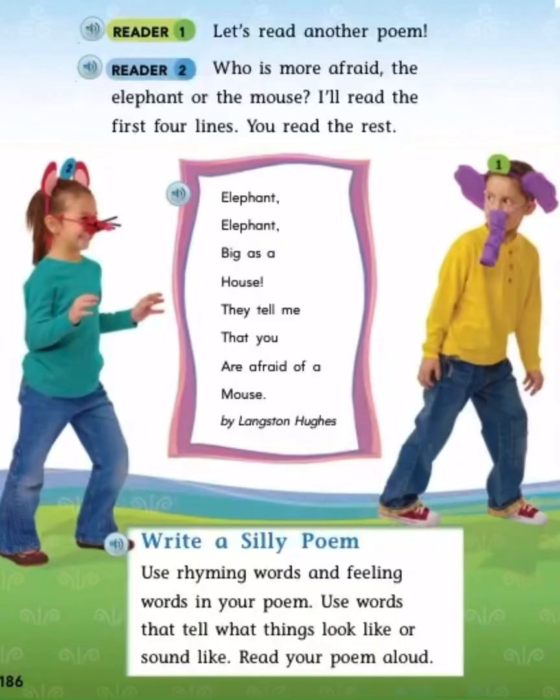Reader 1: Let's read another poem. Reader 2: Who is more afraid, the elephant or the mouse? I read the first 4 lines. You read the rest. Elephant, elephant, big as a house. They tell me that you are afraid of a mouse. By Langston Hughes.